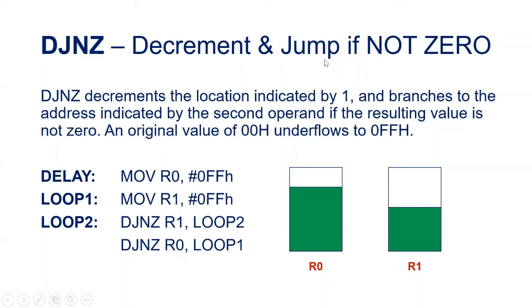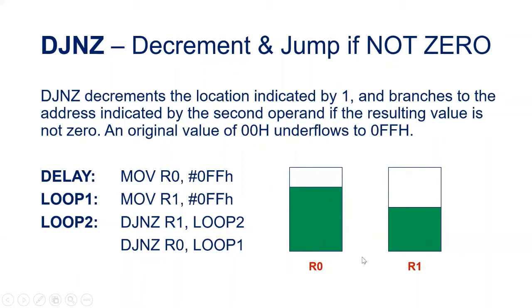So the DJNZ decrements the location indicated by 1 and branches to the address indicated by the second operand if the resulting value is not 0. So an original value of 00H underflows to 0FFH. Nabanggit ko kanina that the registers or data handlers sa microcontroller natin ay 8-bit registers. So in short, they are capable of handling 00, which is 8 zeros in binary, hanggang FF, which is 8 ones in binary.